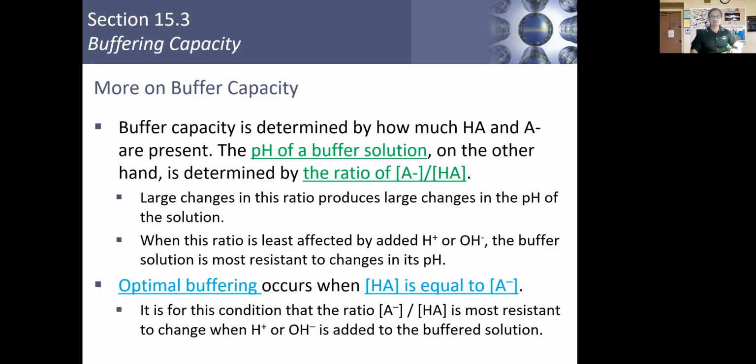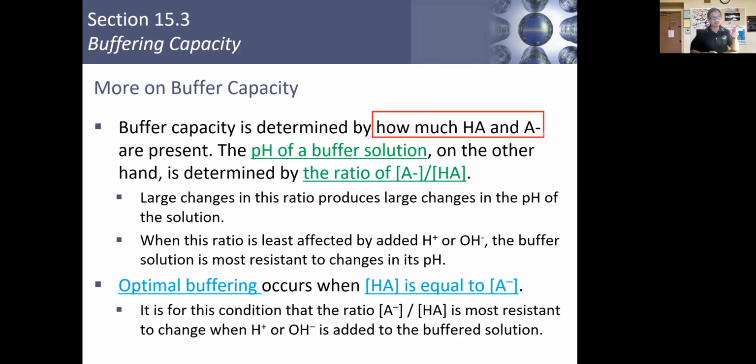Let me go ahead and clearly show this to you. The buffering capacity depends primarily upon how much of the components we have. The more we have of each one of those, the greater buffering capacity we have. Hopefully you got that.